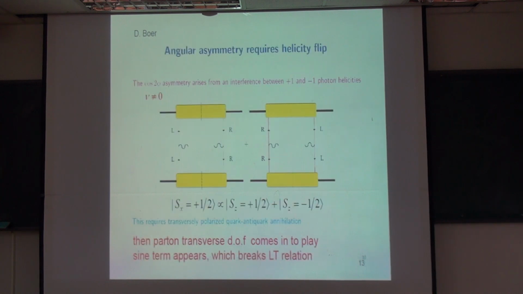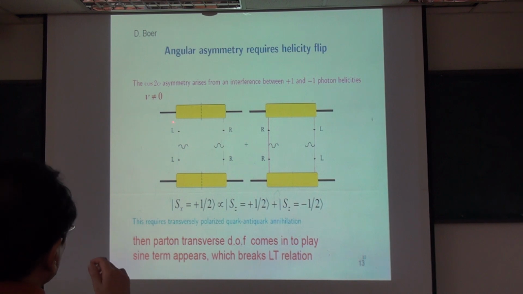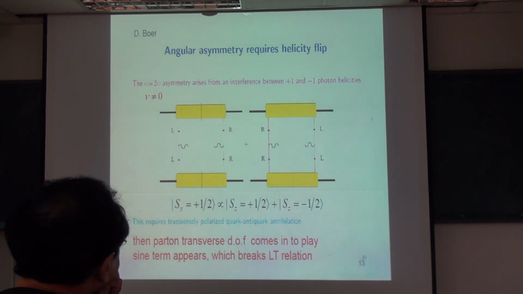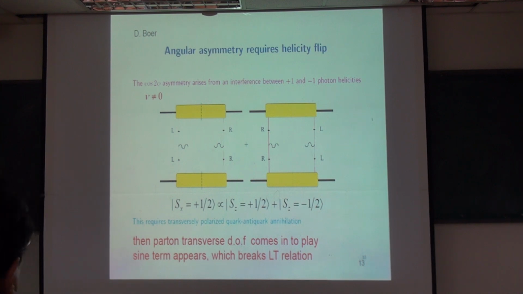Then, if we want to break the Lam-Tung relation, how can we do it? We can couple the left-handed and the right-handed quarks in this way. It means that this quark is transversely polarized, because the transversely polarized quark can be written as a linear combination of the right-handed and the left-handed, right? Only if the quark is transversely polarized can we have this kind of diagram for the cross section. The left and the right appear in the same diagram. So left will couple to right-handed. This diagram can occur only when the quark is polarized transversely.